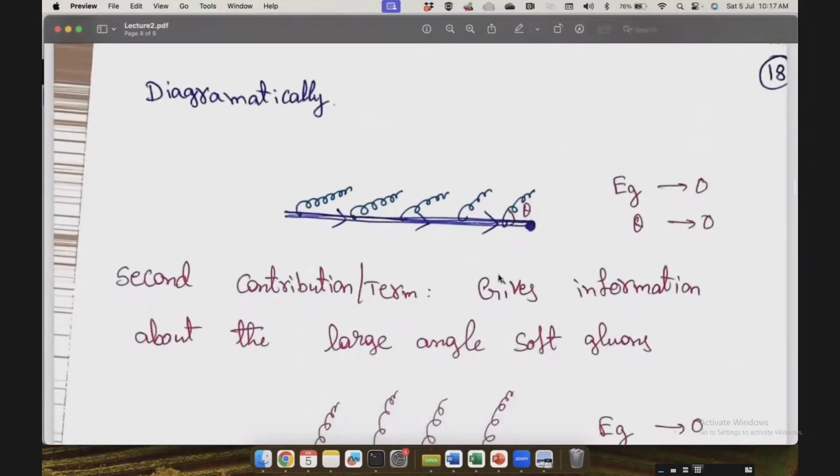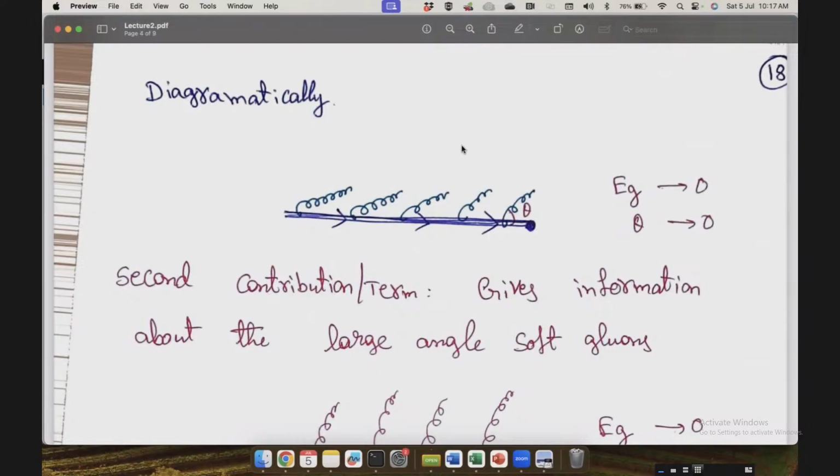So diagrammatically speaking, this is how it looks. Imagine this thick line is going into some hard interaction. Say in the Drell-Yan process, a quark is coming and undergoing the hard interaction where it interacts with an anti-quark and produces an off-shell Z boson or off-shell photon. The hard interaction is represented by this thick dot. And before it interacts, it's just a pure quantum effect.